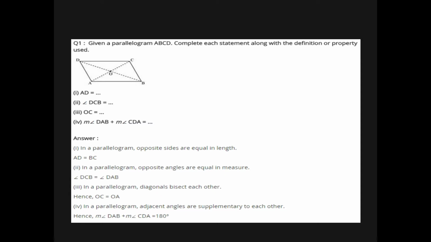The third one, which is written OC. What is OC? OC is the diagonal's half part. So OC is equal to OA. See here, OA is equal to OC, by which property? By diagonals bisect each other.